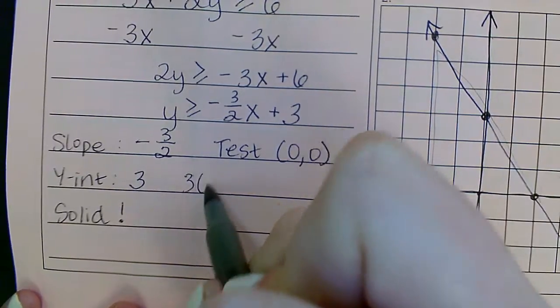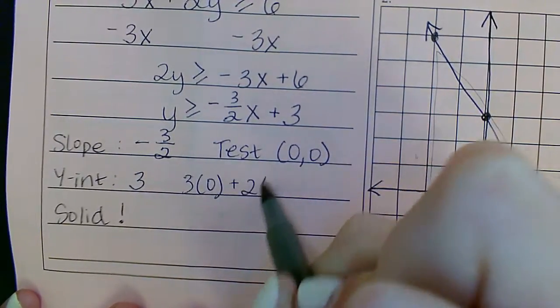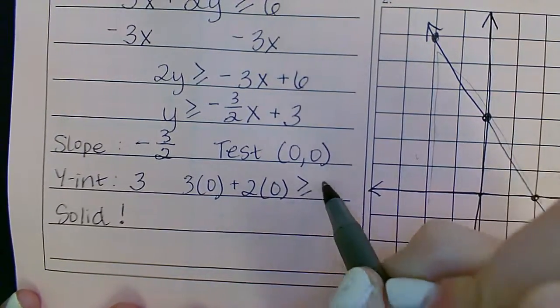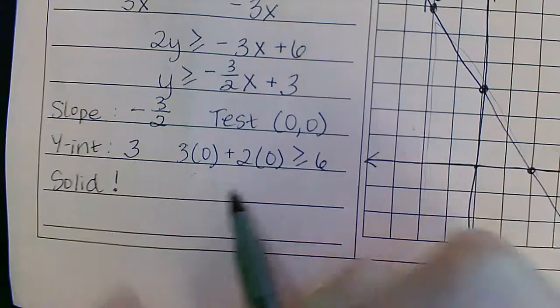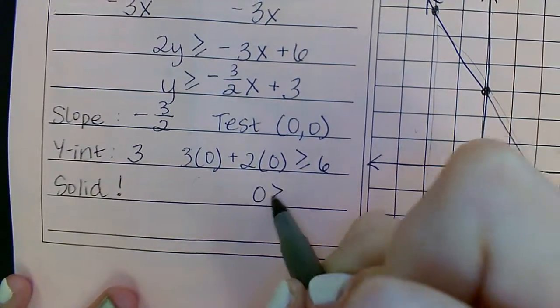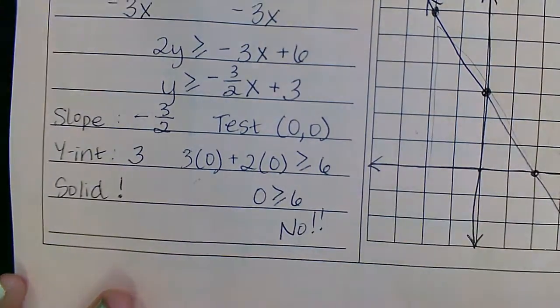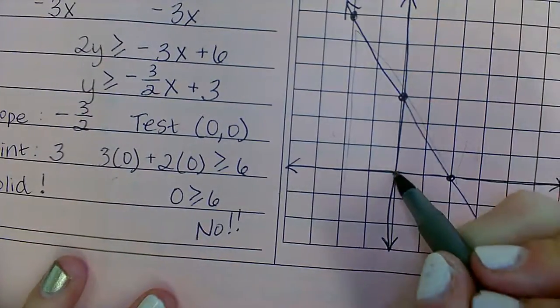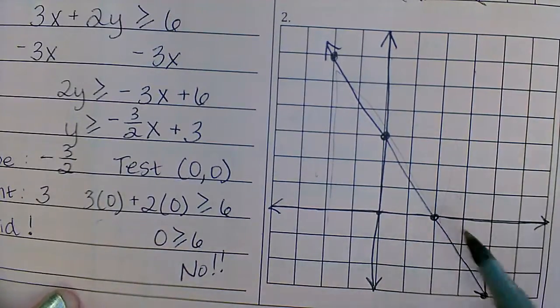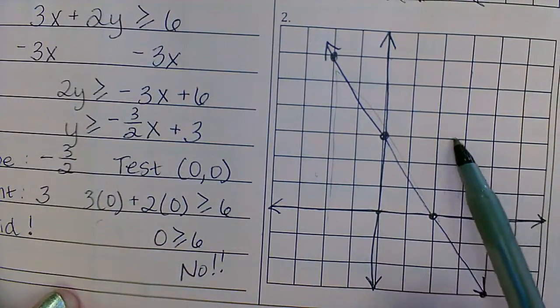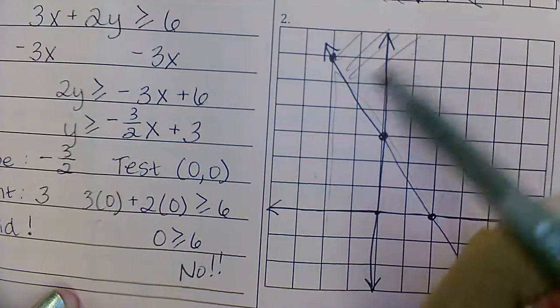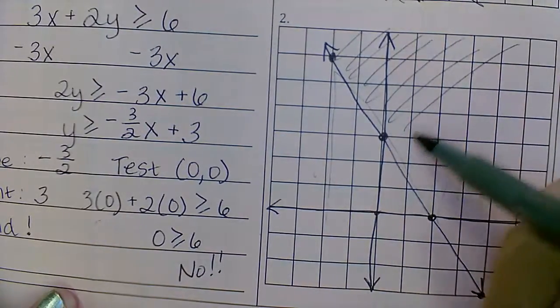So 3 times 0 plus 2 times 0 greater than or equal to 6. 3 times 0 is 0, 0. So I get 0 is greater than or equal to 6. Is that true? No. So that means if 0, 0 did not work, I need to shade the other side. So shade, shade, shade. Oh, I could probably do better than that.